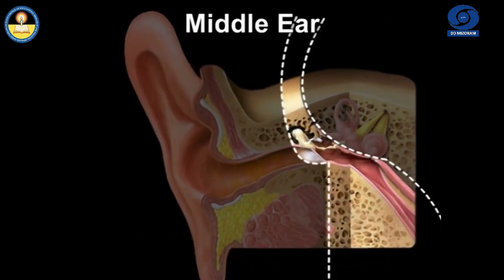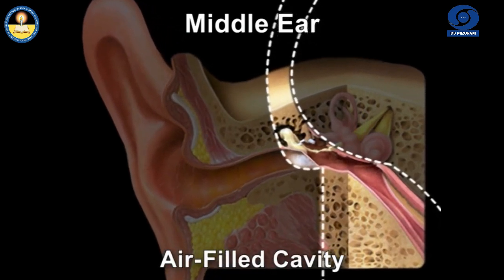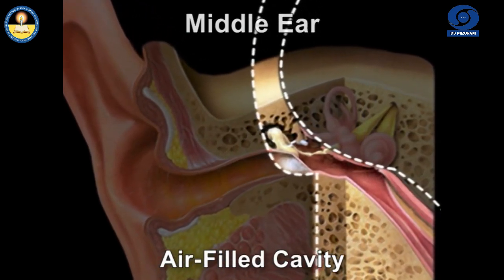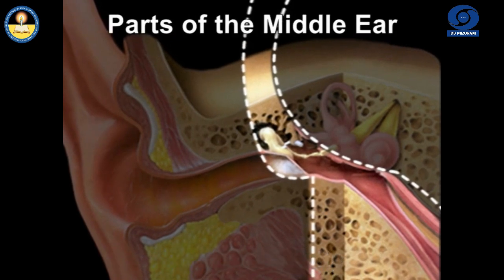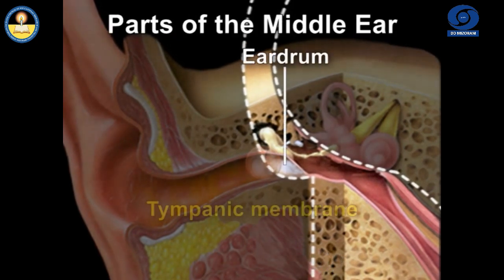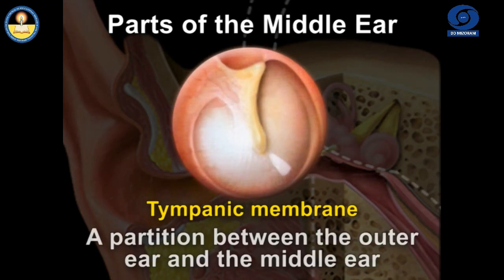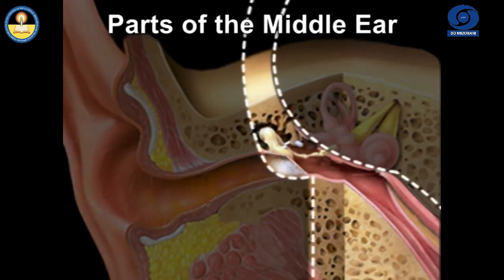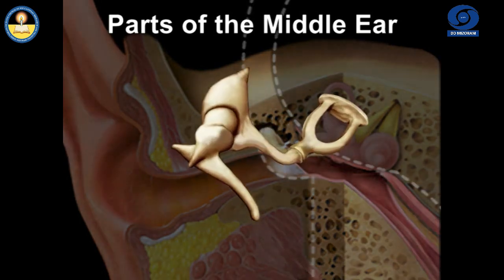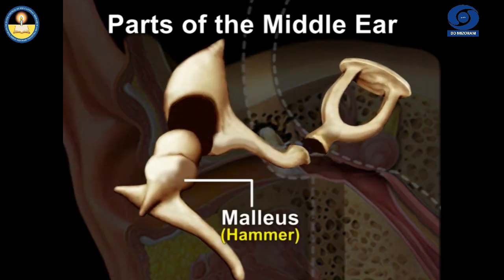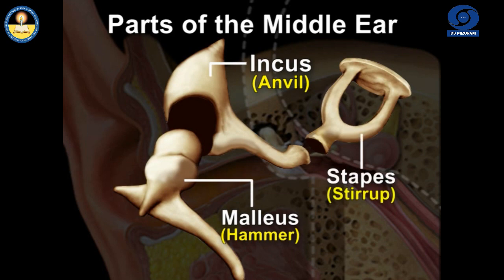Middle ear. It is an air-filled cavity and consists of the following parts: the eardrum, also known as tympanic membrane. It is a thin membrane that acts as a partition between the outer ear and the middle ear. Three small bones located next to the eardrum: malleus or hammer, incus or anvil, and stapes or stirrup.